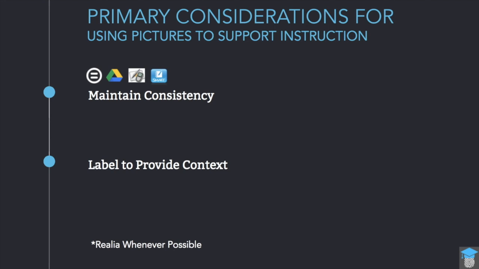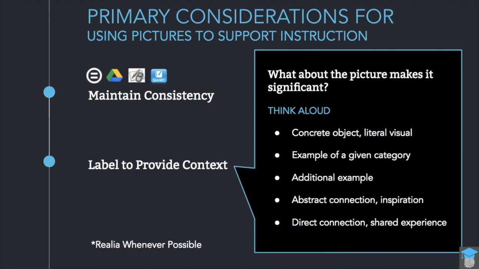Secondly, use pictures effectively. Label their use to give context and purpose. Recall the black hat example. We need to explain what makes the picture significant. Just as I talked through those icons to explain consistency, using a think aloud strategy is best for giving this type of context.